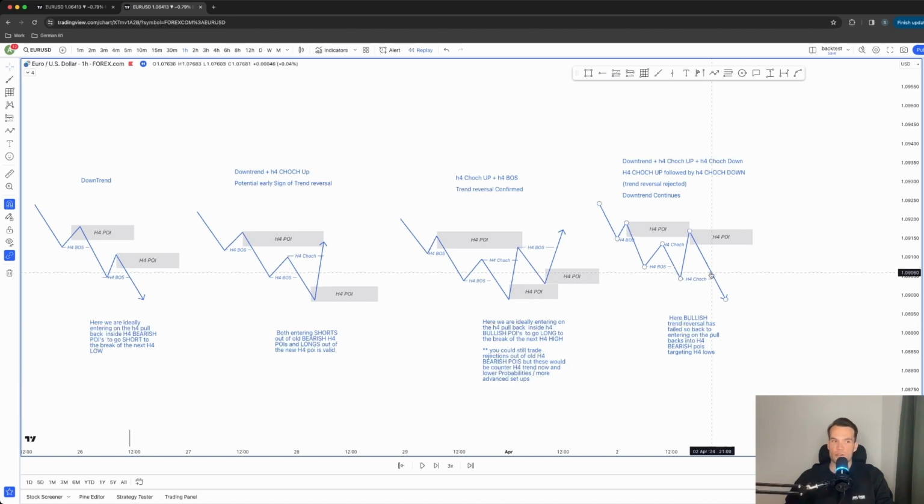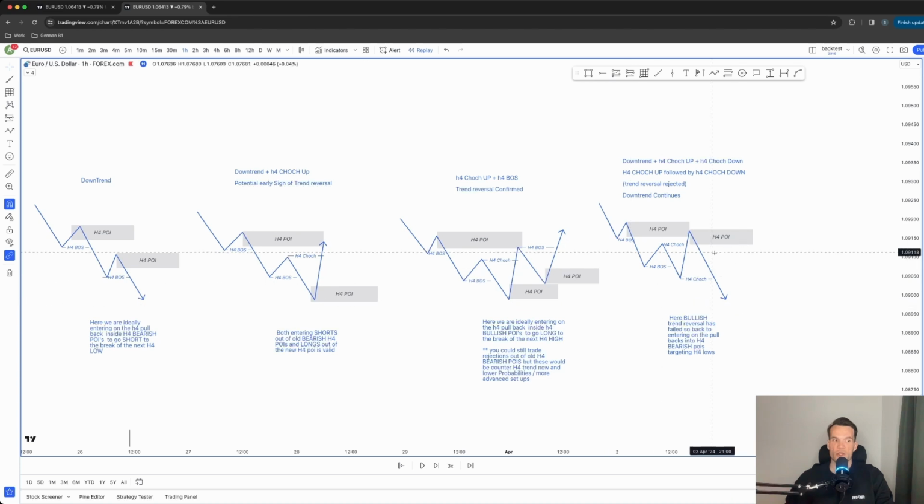Here's what's occurred when the CHoCH fails, or there's a failure for the trend reversal. We had the bearish trend, we had a CHoCH up, where we had price rejecting an old 4-hour area and creating a CHoCH back down to continue the downtrend.